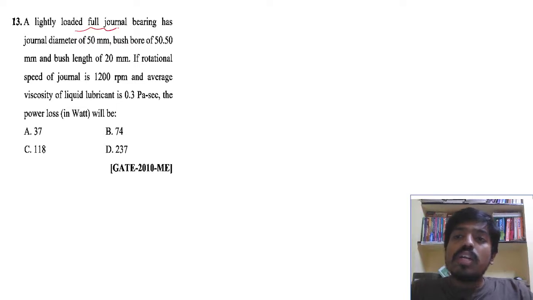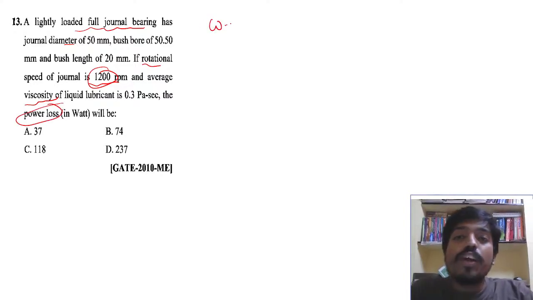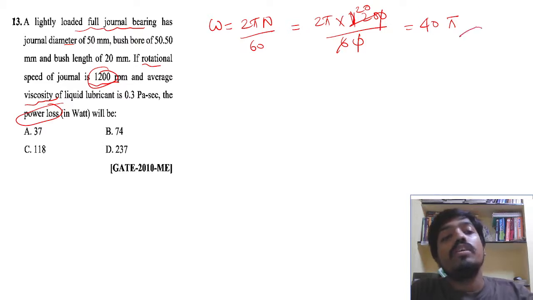A light loaded journal bearing has come again. The rotational speed n value is also given, and the value of viscosity is also given. What is the value of power loss? Very good. First we should find the omega. 2 pi n by 60. 2 pi into 1200 by 60. So omega is 45.